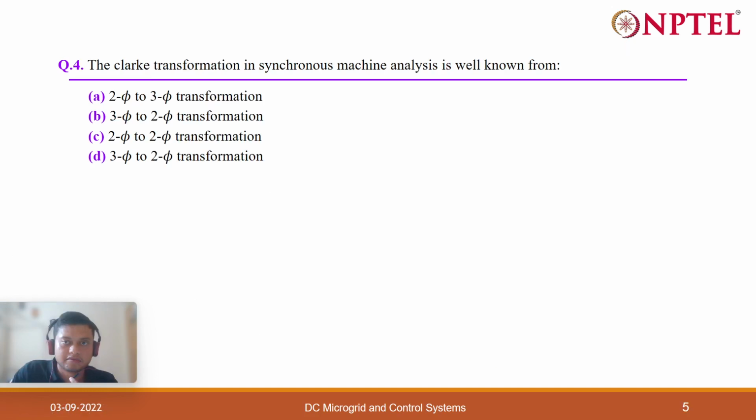The next problem is that Clarke transformation in synchronous machine analysis is well known as. First option is 2-phase to 3-phase transformation. B option is 3-phase to 2-phase transformation. C option is 2-phase to 2-phase transformation. D option is 3-phase to 2-phase transformation. I think you are all familiar with this transformation theory, ABC to alpha beta to DQ transformation. So this question is related to that part.